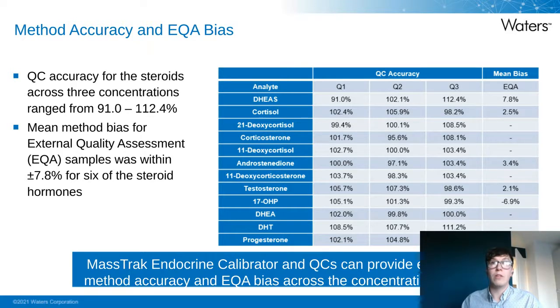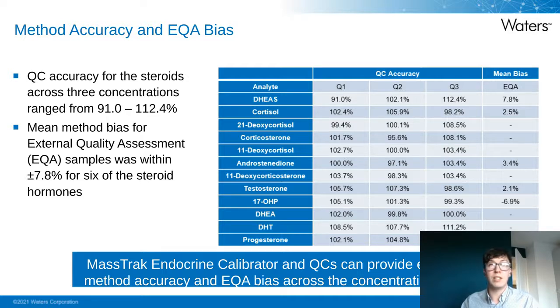And now moving on to some aspects of method accuracy and EQA bias. So we have the accuracy of the QCs, which was evaluated in comparison to the calibrators over the 5 analytical runs. So the mean accuracy for the QCs, or the quality controls, across the 12 steroid hormones at the 3 concentrations ranged from 91 to 112%.